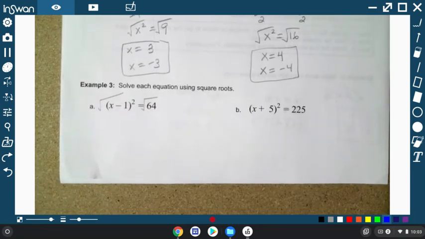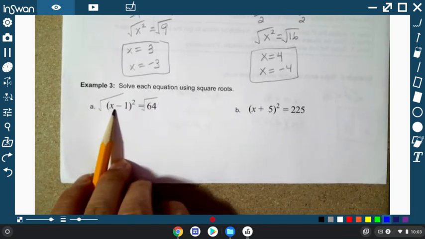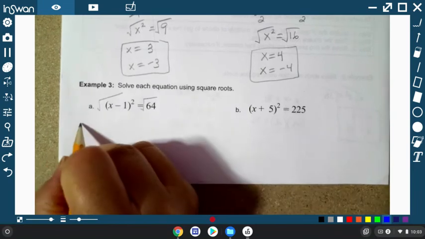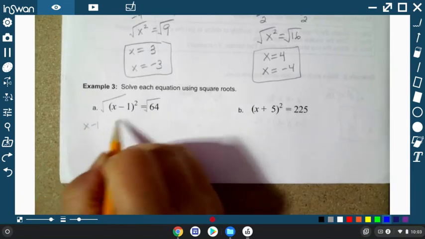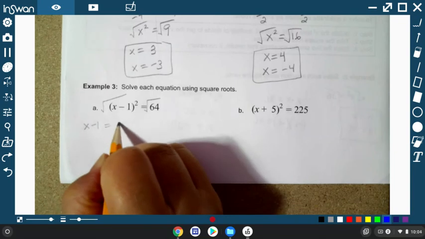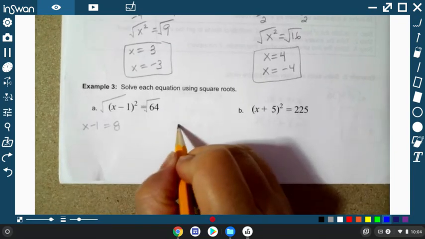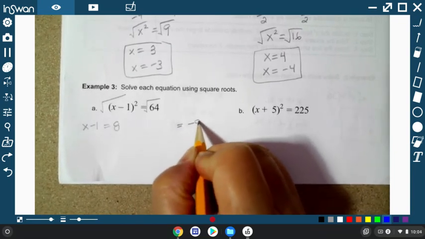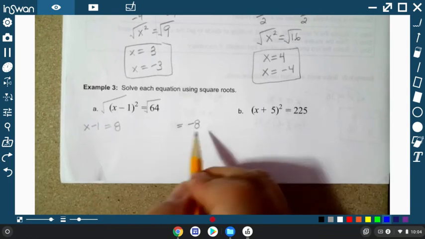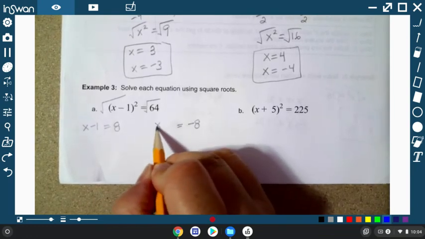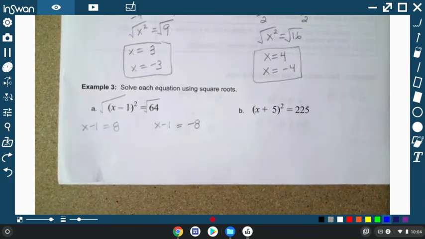Now, here's how it's different, okay? What's inside the parentheses stays the same. So I leave the x minus 1. Now, square root of 64 is 8, or it could equal negative 8. So on the right side is where it's positive or negative. Inside stays the same. Please make sure that stays exactly the same.